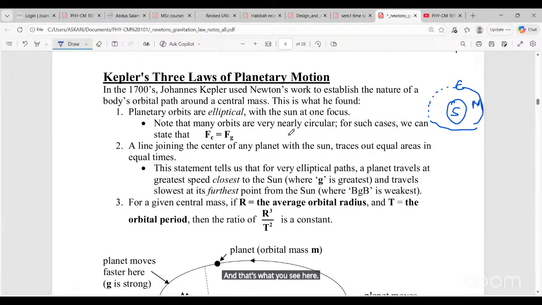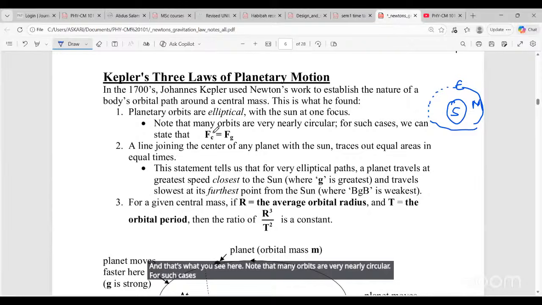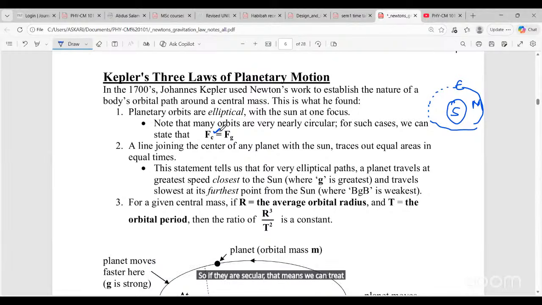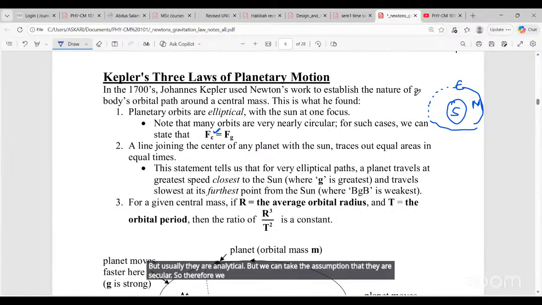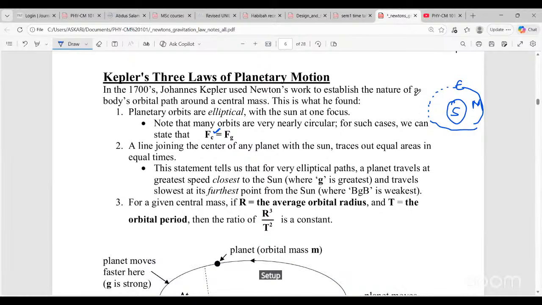Note that many orbits are very nearly circular. For such cases, we can state them as being circular in nature. So if they are circular, that means we can treat them with centripetal force. But usually they are elliptical, though we can assume that they are circular. So therefore, we can infer that centripetal force exists when they move around.